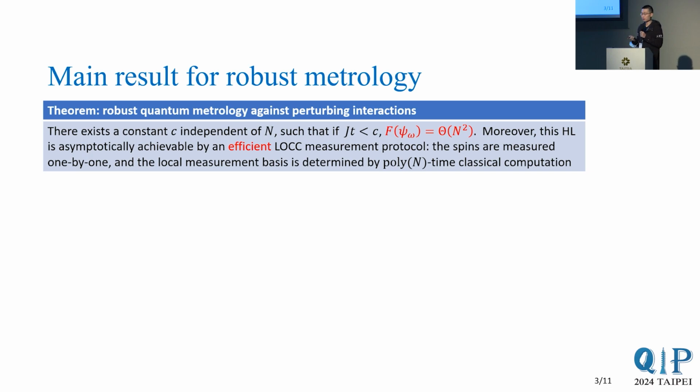Okay, so after these preparations, we're ready to state our main result. We prove that indeed the QFI remains of order N squared up to some order 1 time. And furthermore, this can be achieved by an efficient LOCC measurement protocol, which works as follows. You get this final state psi omega, you measure the spins one by one, and the next local measurement basis is determined by the previous measurement outcomes plus some polynomial time classical computation.